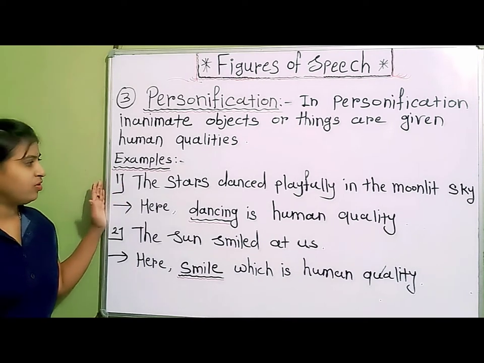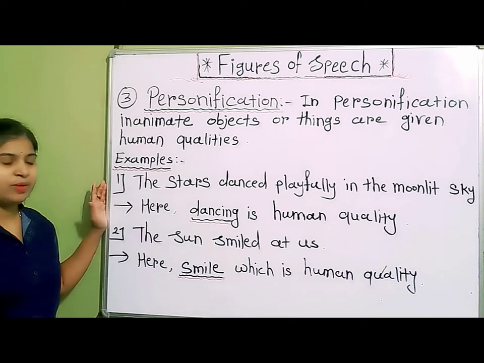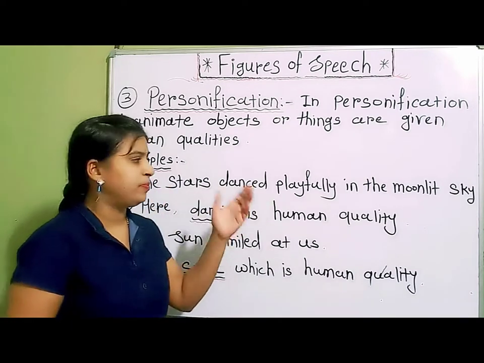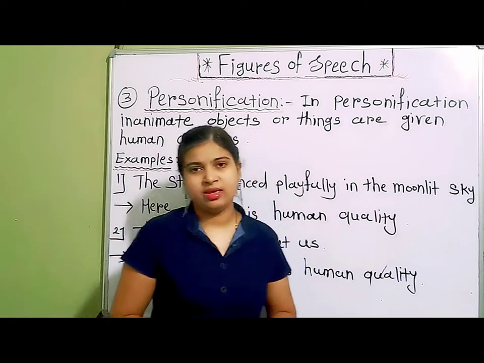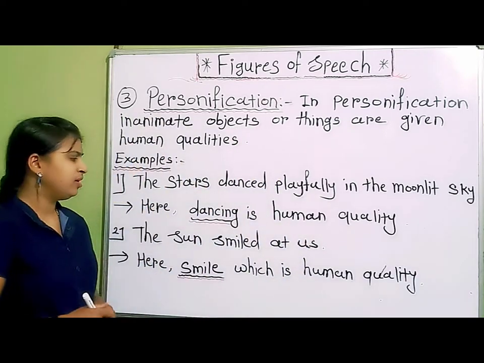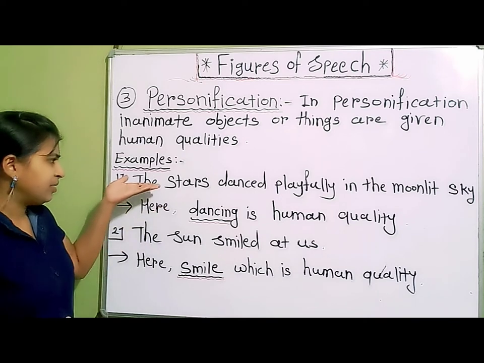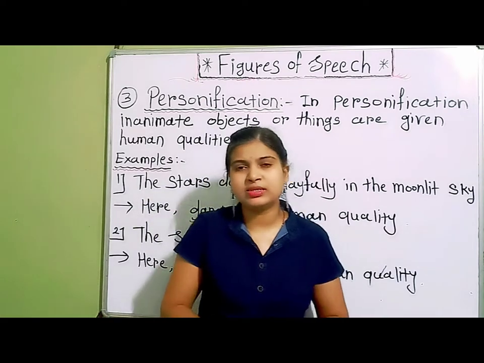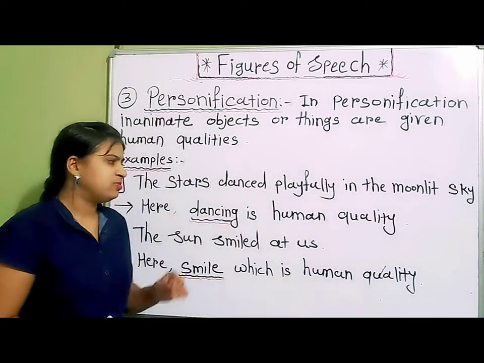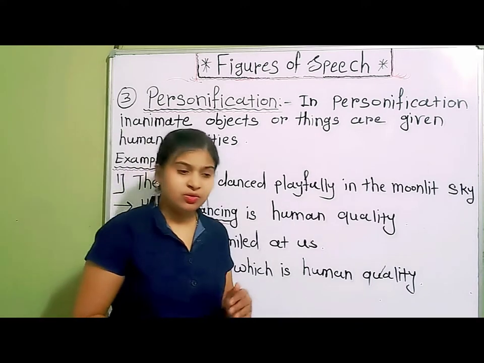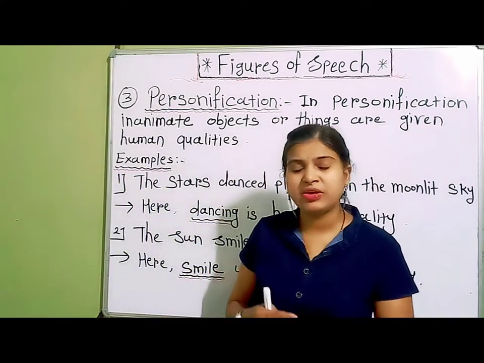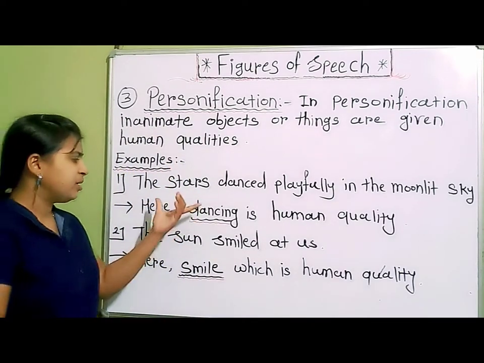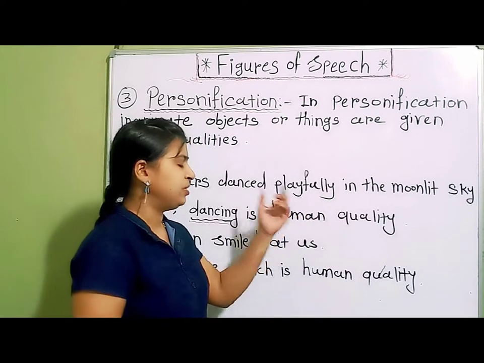Now here I have written an example. The stars dance playfully in the moonlit sky. In the given example, what is imagined is that stars are dancing playfully in the moonlit sky. But you must observe one thing here. Dancing, which is a human quality, is given to an inanimate object, the stars. So it is the personification figure of speech.